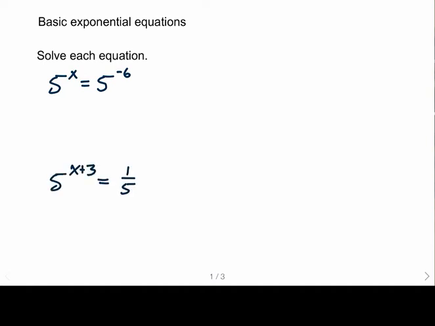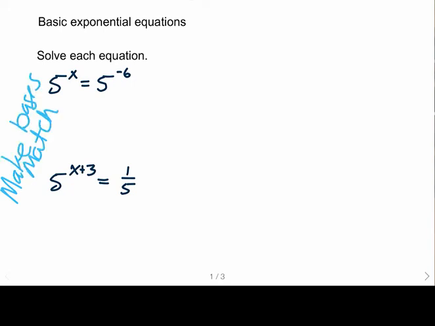In this session, we're going to see how to solve basic exponential equations. The ones I'm calling basic are of the type 5 to the x equals 5 to the negative 6, or like 5 to the x plus 3 is equal to 1/5. The name of the game here, if we possibly can, is going to be to make the bases match.